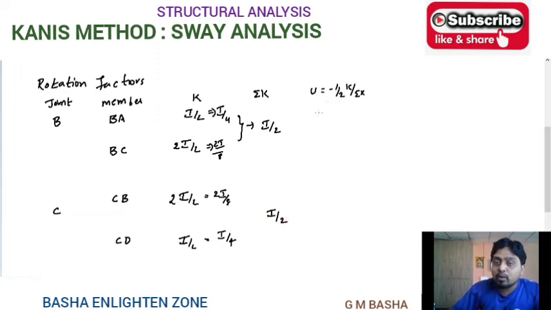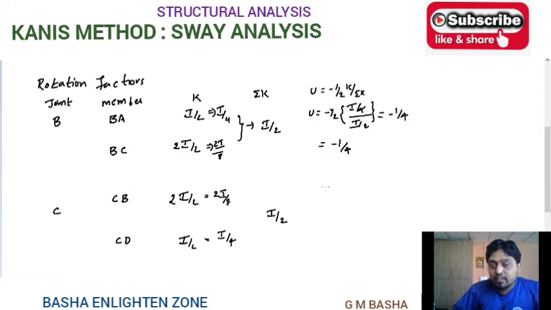Then U equal to minus 1 by 2 for BA, minus 1 by 2, where k value equal to I by 4 and sigma k value equal to I by 2. Again if you simplify this one, you will get minus 1 by 4. Like that you simplify each and every member. BC also I by 4, I by 2, minus 1 by 2. So for BC member it will be minus 1 by 4. Similarly for CB member also you can simplify in the same manner. Similarly for CD member also you can simplify in the same manner.